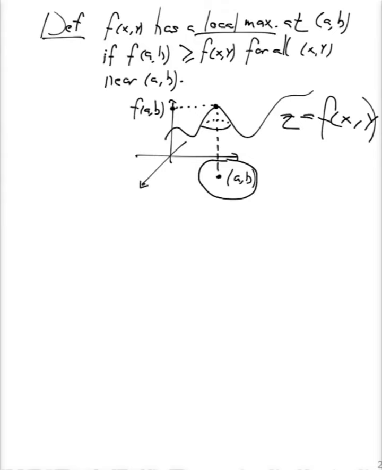Now it may be the case that elsewhere in the function, for some other value, x naught, y naught, maybe we obtain a bigger value. But again, this is a local property. We say this is a local maximum. Intuitively speaking, a local maximum is just a local hill in the graph, even though the graph may go on to look like a mountain range, which is much greater elsewhere.